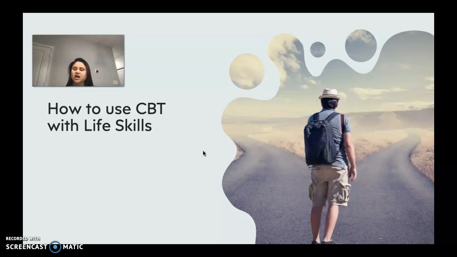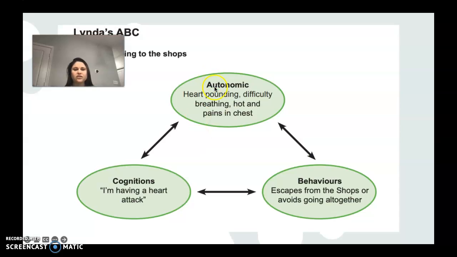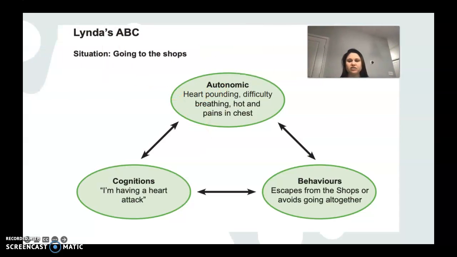So now I'm just going to talk about a few strategies that you can try to use in your classroom to help incorporate cognitive behavioral therapy in teaching life skills to be more independent. The first is the cognitive behavioral triangle. So this is just a quick situation.